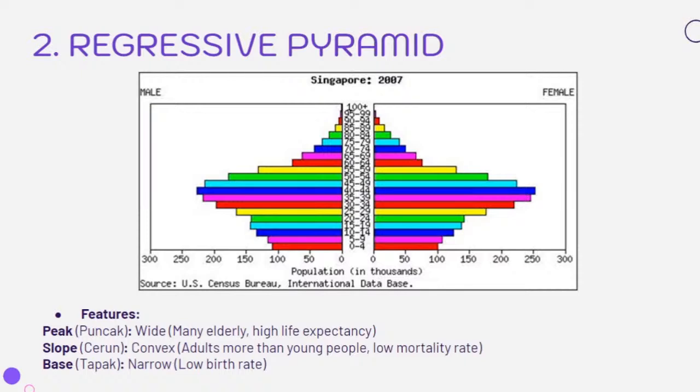The regressive pyramid also has a convex slope. This means adults are more than children or young people, and this also indicates a low mortality rate. The base is narrow, which shows a low birth rate. Currently only Singapore experiences a regressive pyramid. Okay, let's go to the next slide.